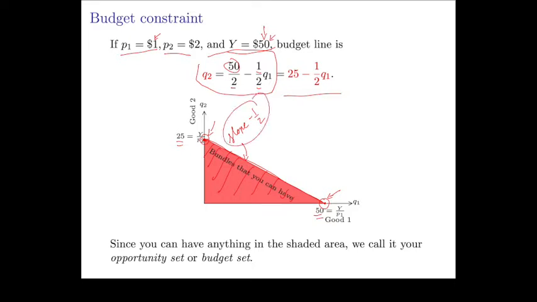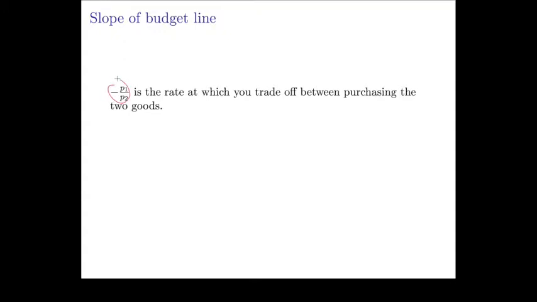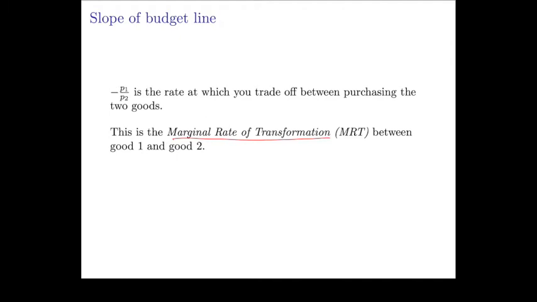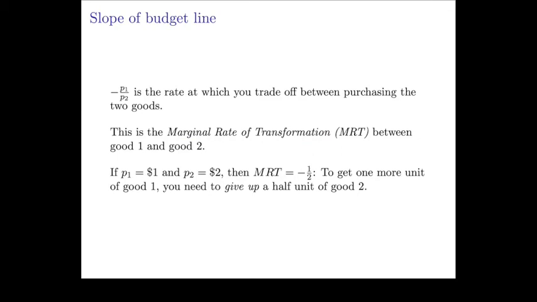Now this slope is important. Minus P1 over P2 is the rate at which you trade off between purchasing the two goods. So if I want to purchase less of one good and more of the other good, then this is the rate at which I'm going to have to switch between them. That's why we call this the marginal rate of transformation between goods 1 and 2. So as in the example we saw, if the price of good 1 is 1 and the price of good 2 is 2, then the marginal rate of transformation is going to be negative 1/2. So to get one more unit of good 1, you need to give up 1/2 unit of good 2.